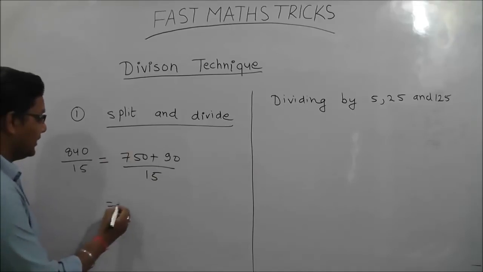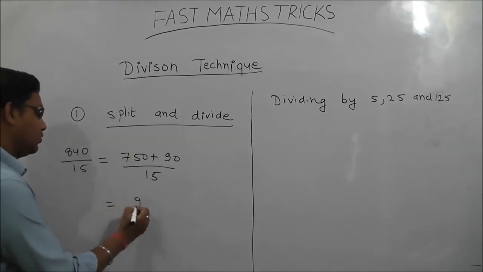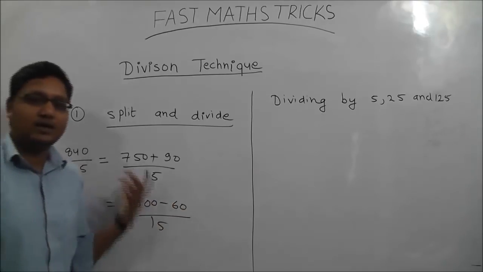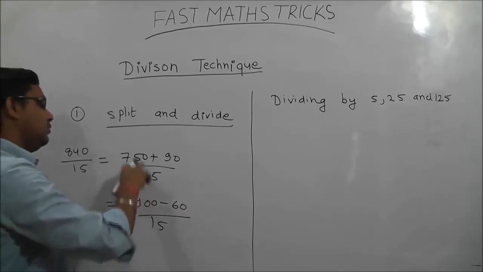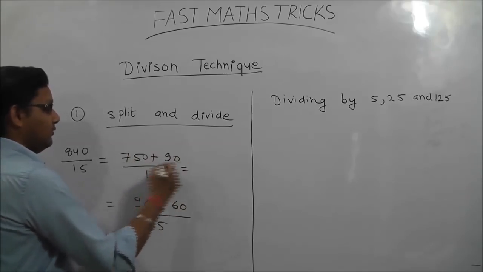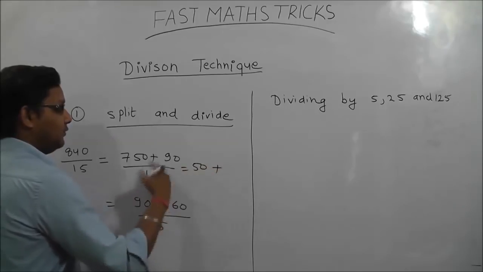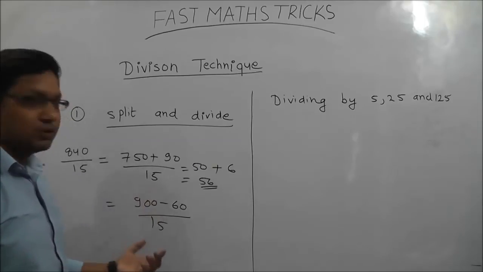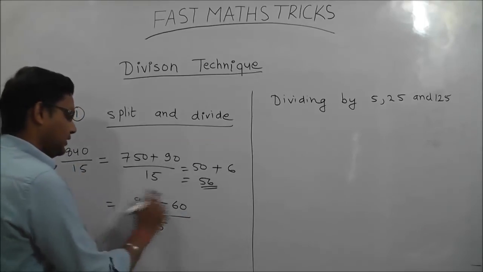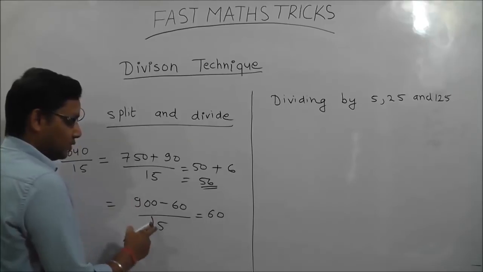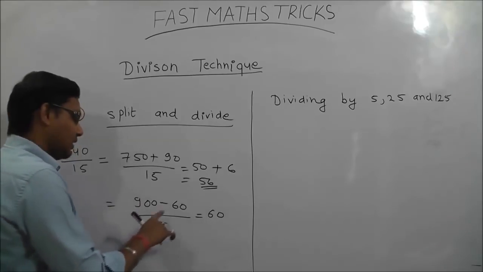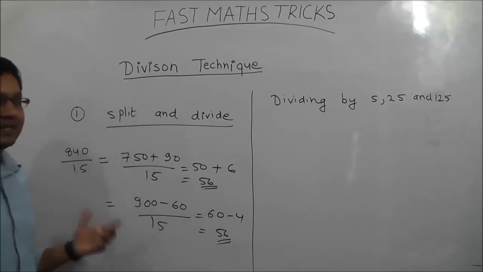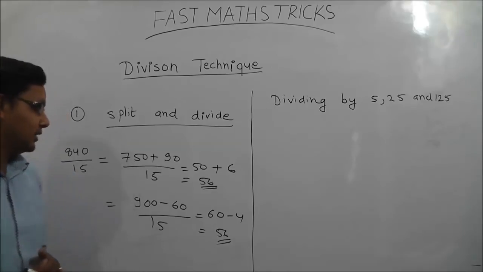Or we can take 15 into 6 is 90, so 900 minus 60 is also 840 upon 15. In both ways you can take the number. Okay, so 15 into how much is 750? 15 into 50 is 750 plus 15 into 6 is 90. So the answer will be 56. In this case also we will get the same answer. See, 15 into 60 is 900 because it is in the multiple, so we can easily divide, minus 4, that is 56. So in this way, by using the split and merge technique, you can divide a number easily.